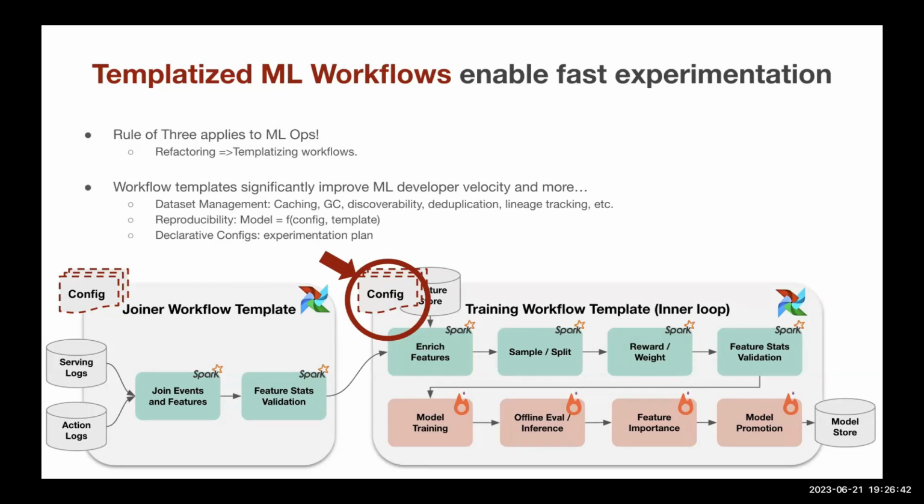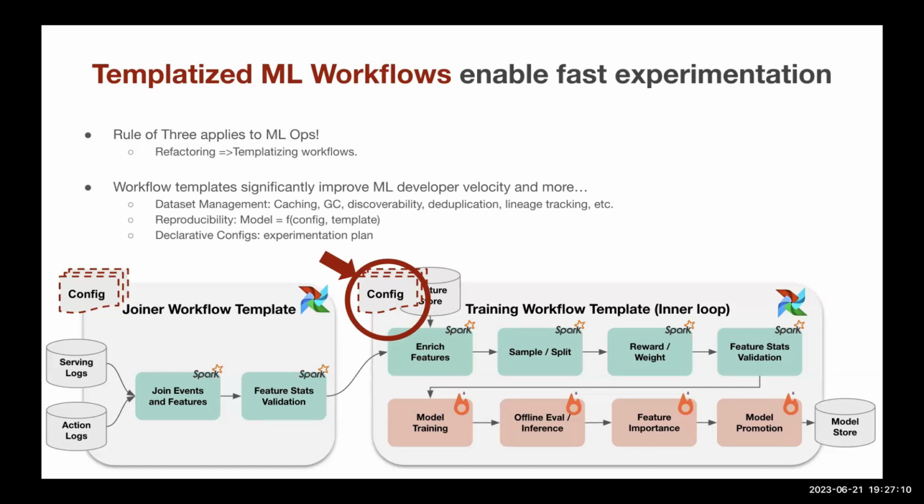We don't want people to be running the same stuff over again. It's not just about writing code. You've got to be able to cache the data, and if it's no longer important, you've got to be able to garbage collect it. You've got to make sure that these intermediate datasets are discoverable. You want to be able to deduplicate them, from lineage tracking. One of the more important things on top of developer velocity is reproducibility in machine learning, right?